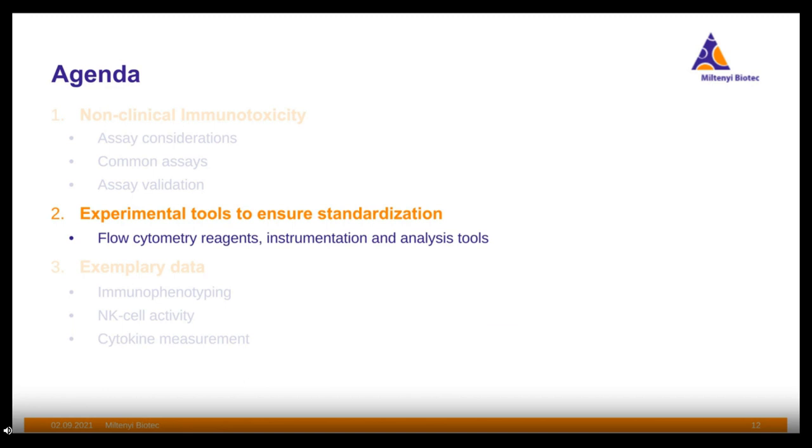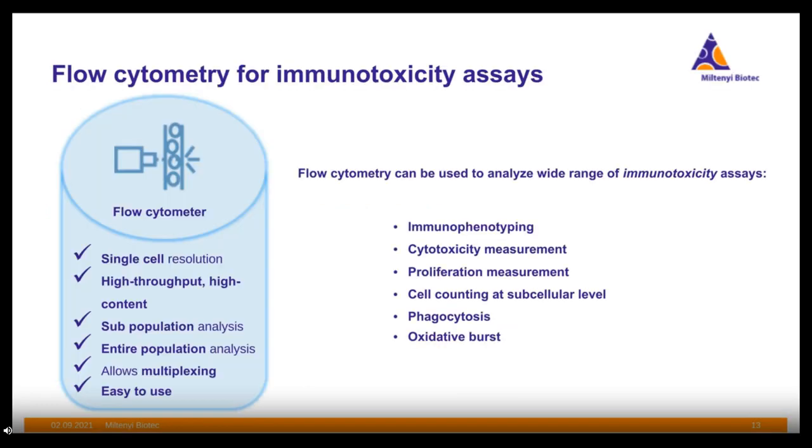Now, what one could do to avoid all this irreproducibility and utilize the better experimental tool to ensure standardization. As I mentioned before, I will particularly focus on flow cytometry technology for immunotoxicity assay analysis and also our solutions for that. Flow cytometry offers several advantages why it could be used for immunotoxicity assay over other analysis technology. Some of them are listed here.